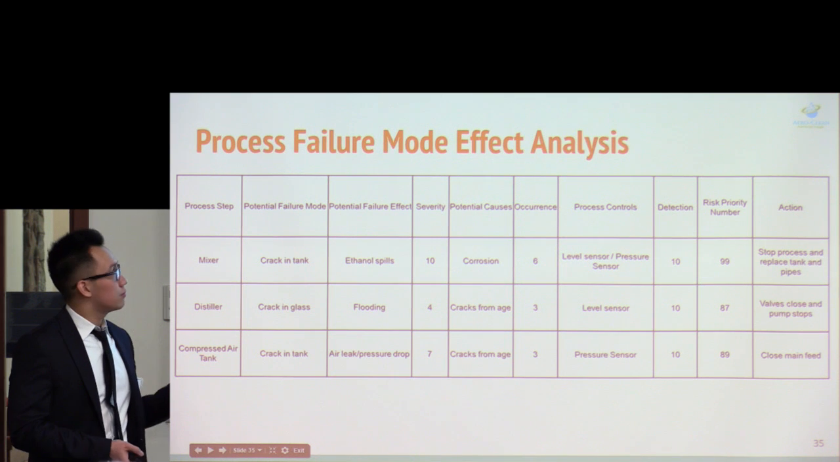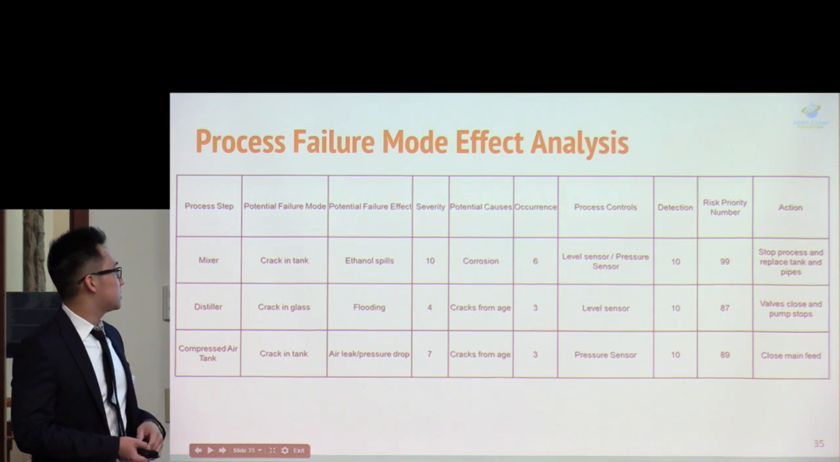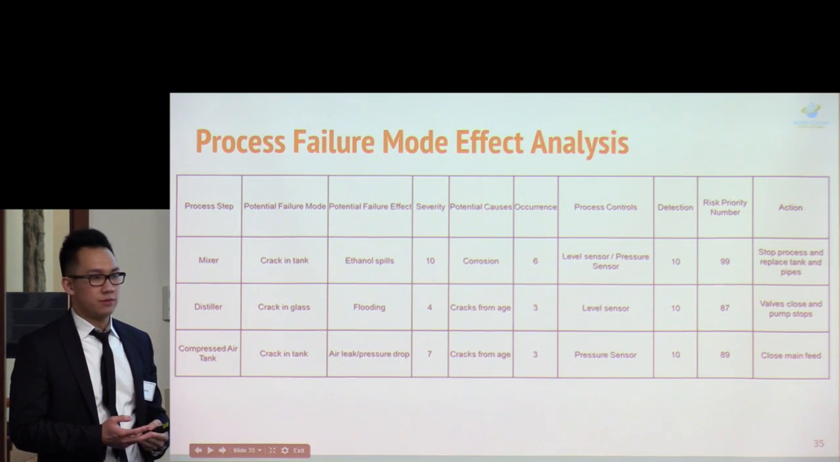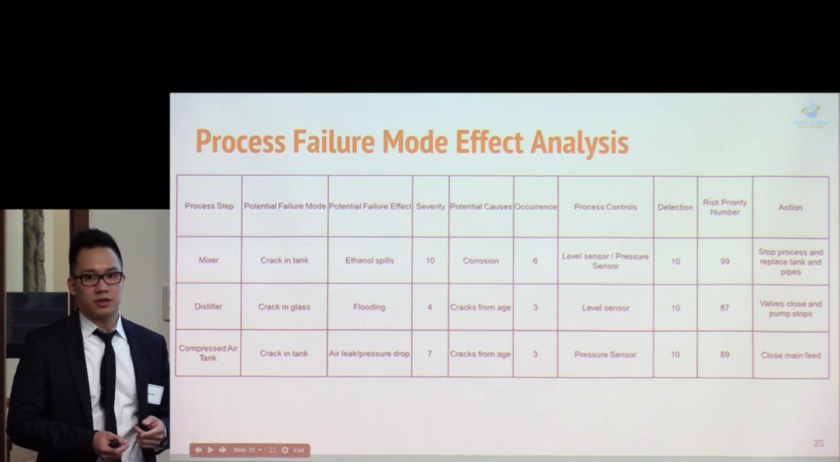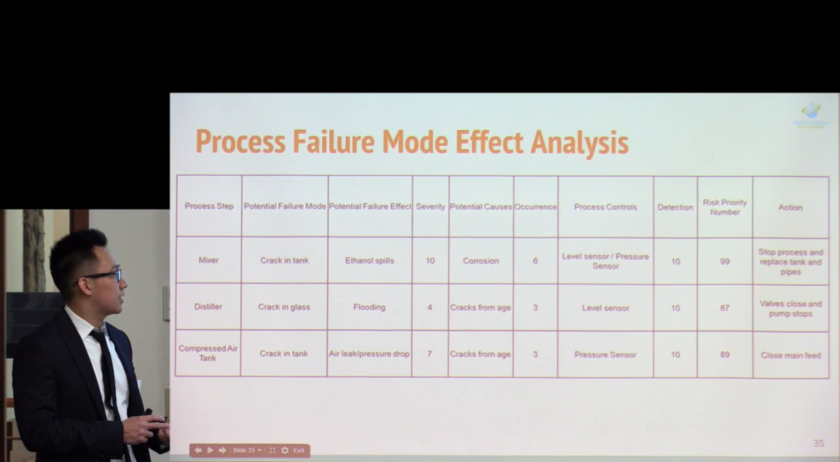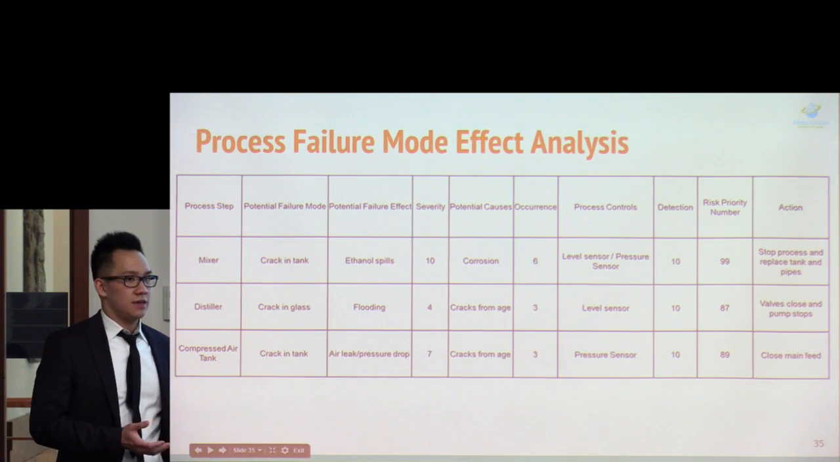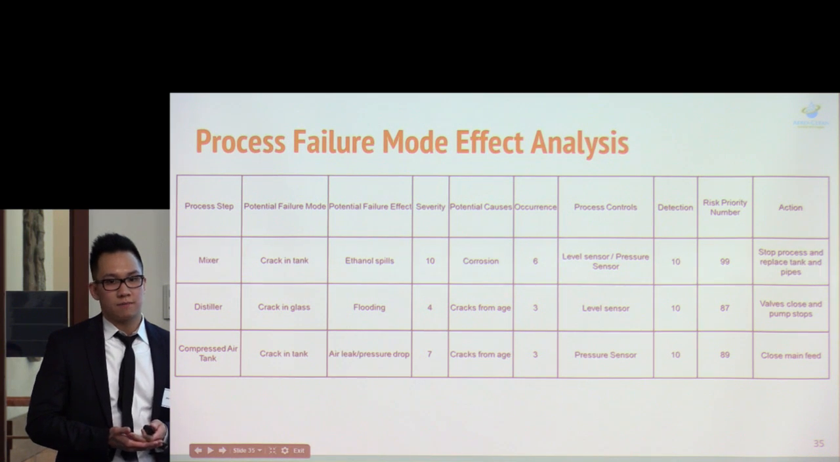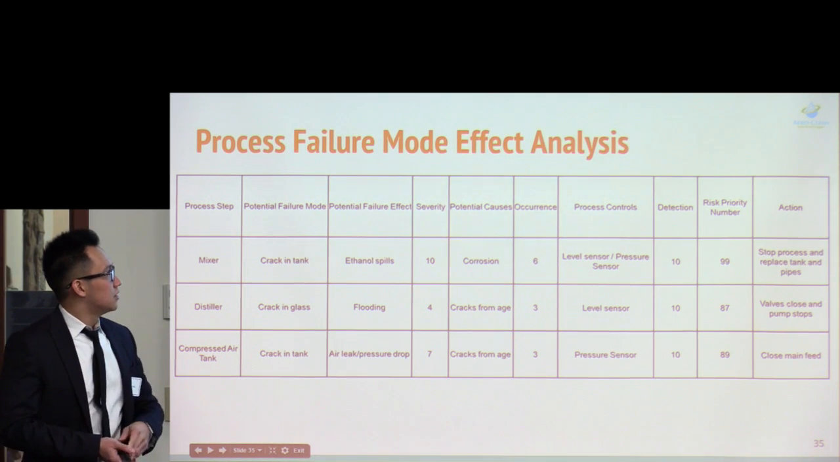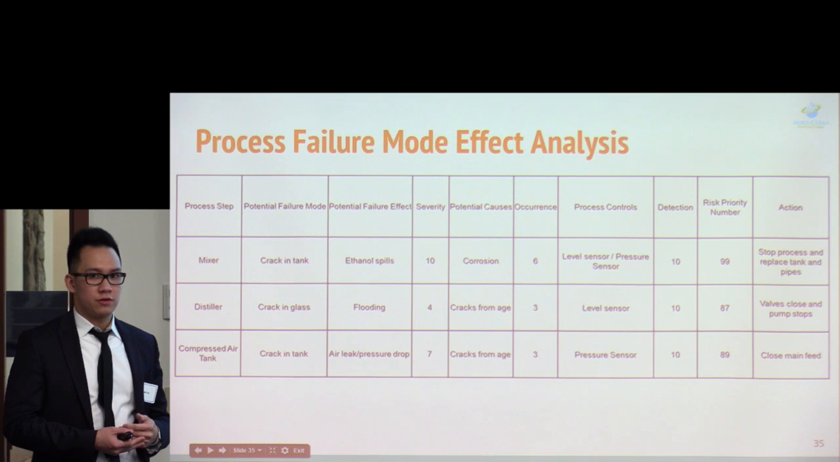So here's our process failure mode analysis. We chose 3 major components in our factory process: the mixer, the distiller, and the compressed air tank. The failure modes that we were going to assess are crack in tank and crack in the glass. The effects of these failure modes would be ethanol spills, flooding, and a decrease in pressure of the tanks. Potential causes would be corrosion over a long period of time.